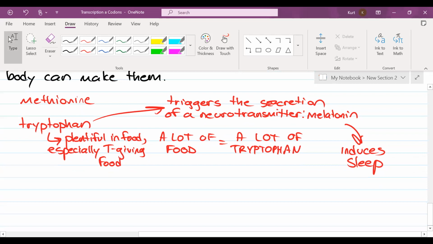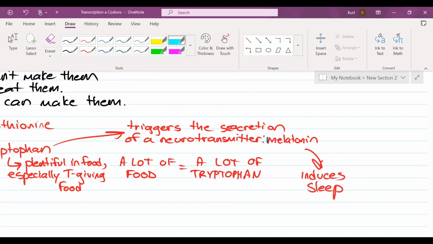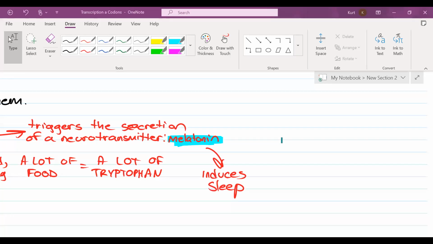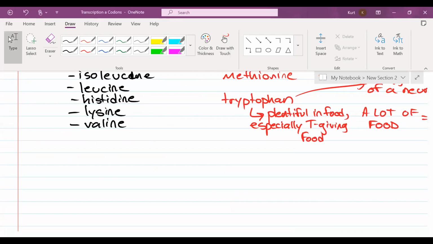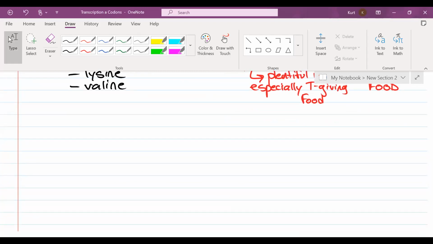Now, speaking of melatonin, I want to tell you guys something else. So let's get back to amino acids, and here's what I would like us to do. We have about 6 minutes left. I want you guys to transcribe the following DNA sequence.